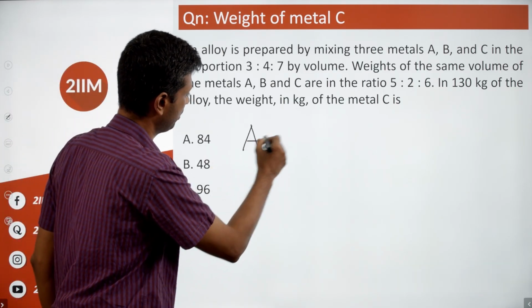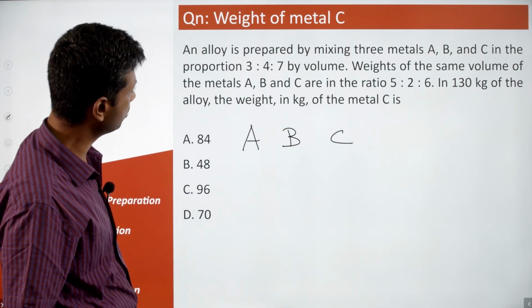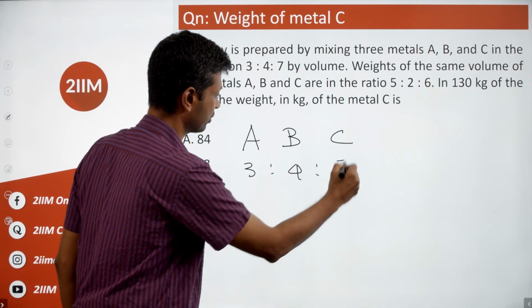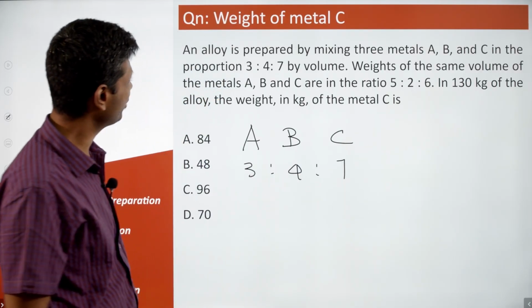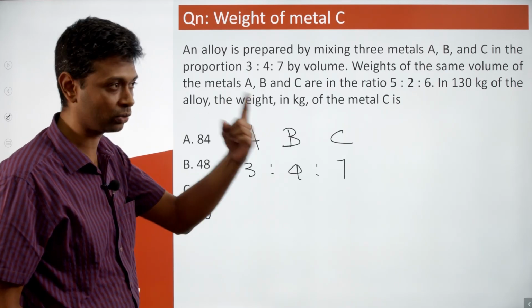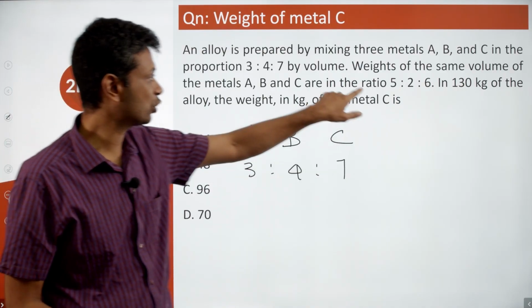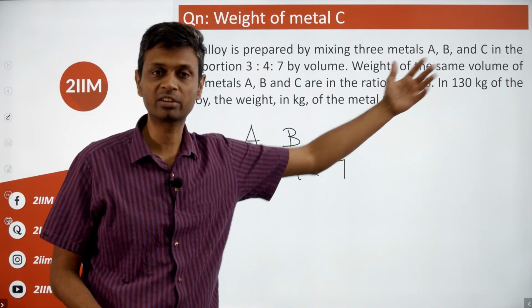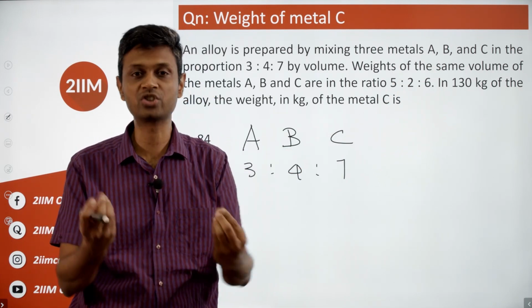There are three metals A, B and C. This has volume in the ratio 3:4:7. So if you have 14 liters, then there are 3 liters of this, 4 liters of this and 7 liters of that. For the same volume, that is, if you have 1 liter of A, 1 liter of B and 1 liter of C, then the weights are in the ratio of 5:2:6. So for 1 liter, you can say it's 5 kilograms, 2 kilograms, 6 kilograms. Why am I saying that? Because the link between these two just jumps out.